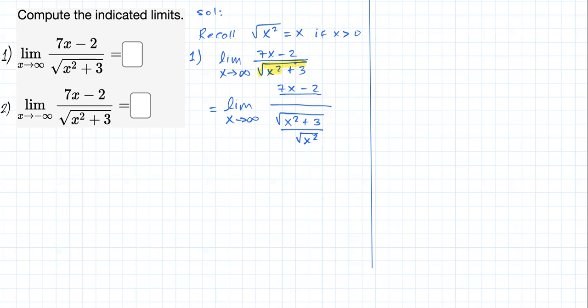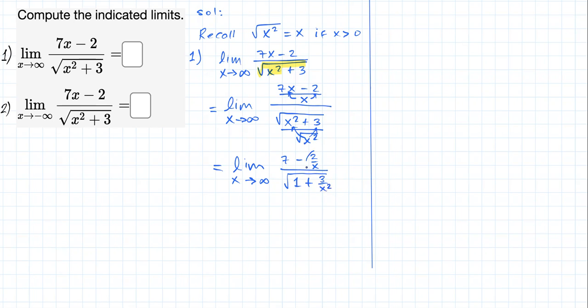But what is this quantity? Since x is positive, it's just x. So I'm going to divide this one by x. Okay, so let's do the algebra now. In the algebra here, x into 7x is just 7, minus, x into 2, 2 over x. Here, x squared into x squared, don't forget the square root, it's just 1, plus x squared into 3, 3 over x squared, right?